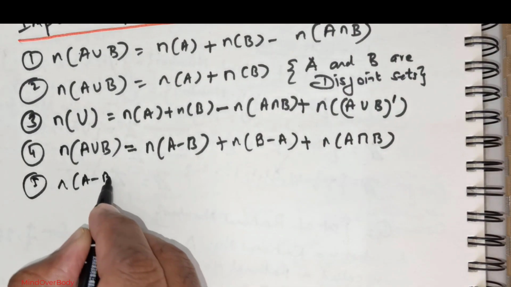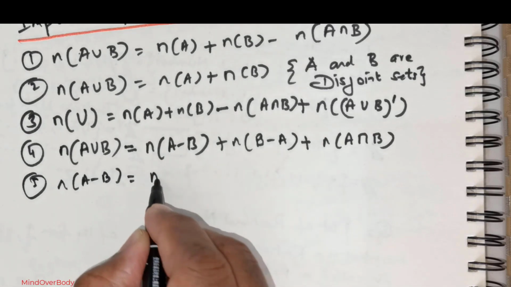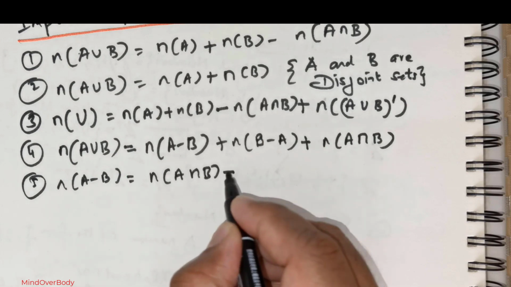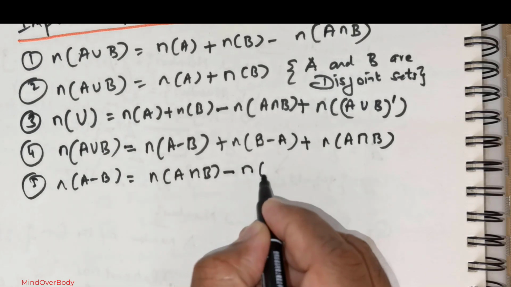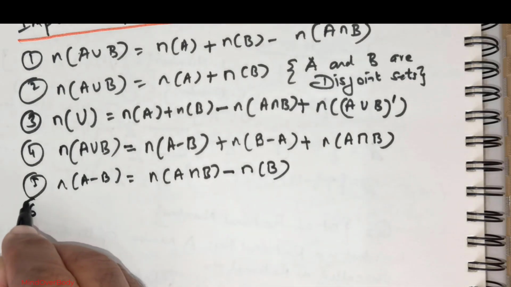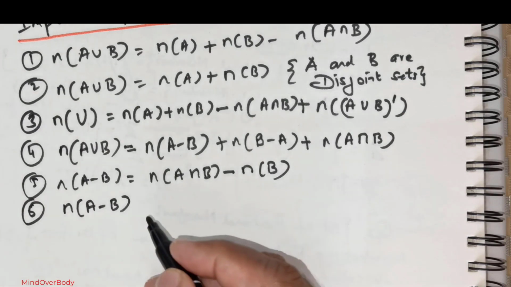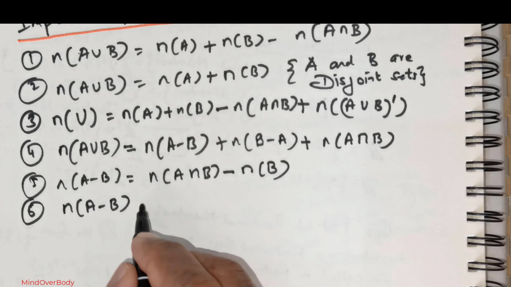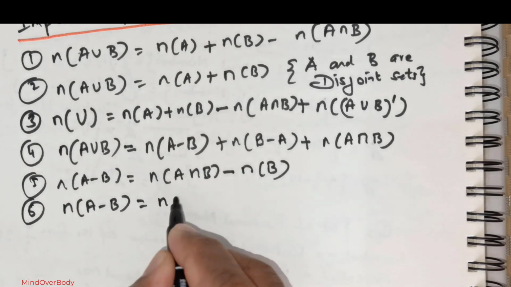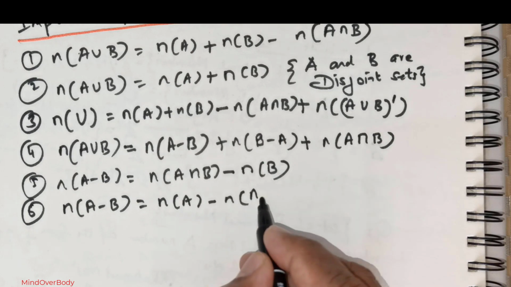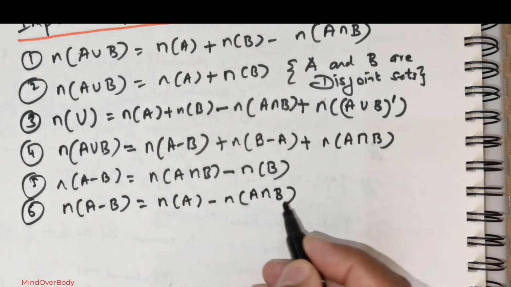So that's a formula. And next is formula 5. N of A difference B is equal to N of A union B, followed by a negative sign, and N of B. And number 6, N of A difference B, this is also acceptable, is equal to N of A minus N of A intersecting B.